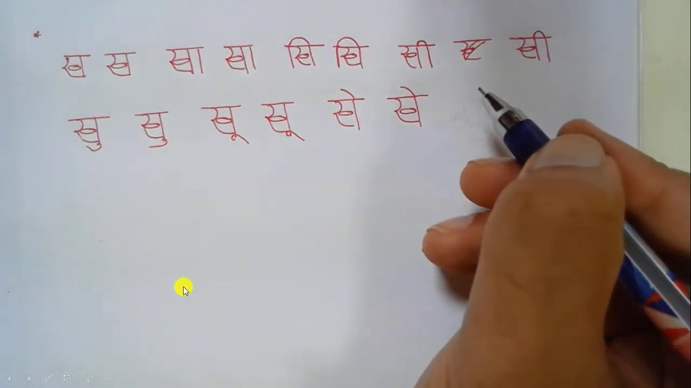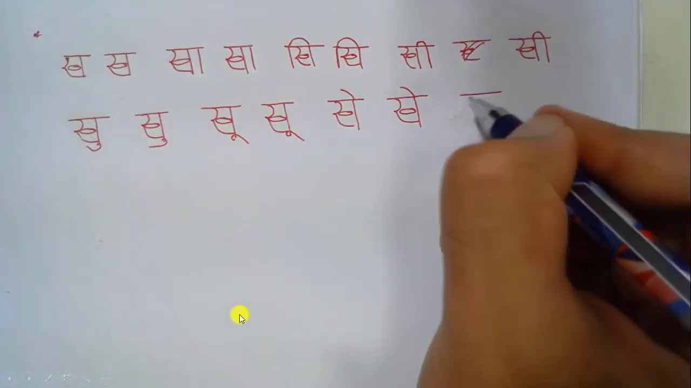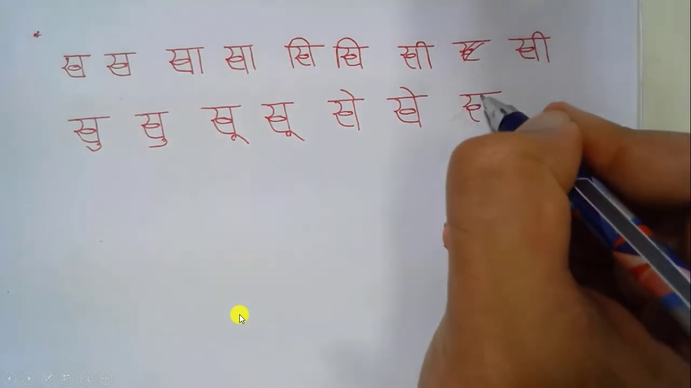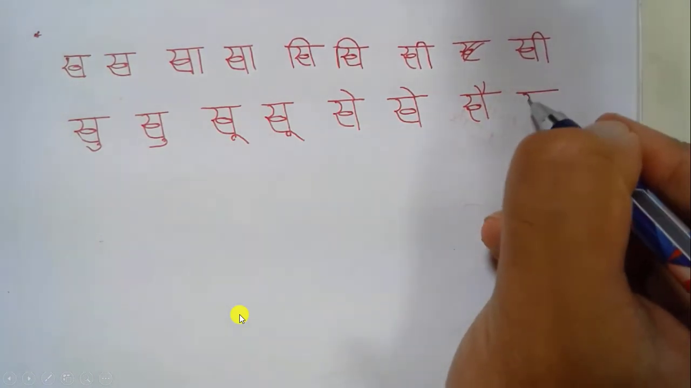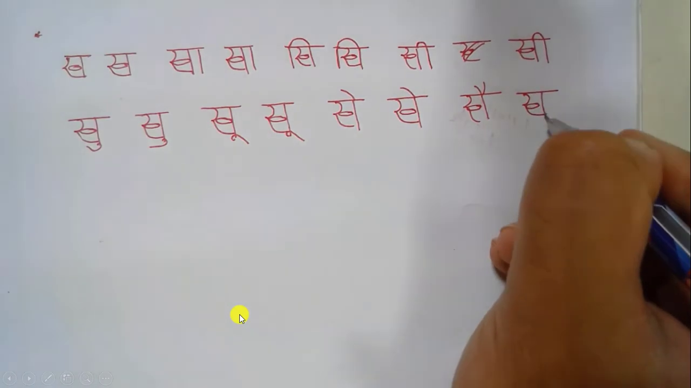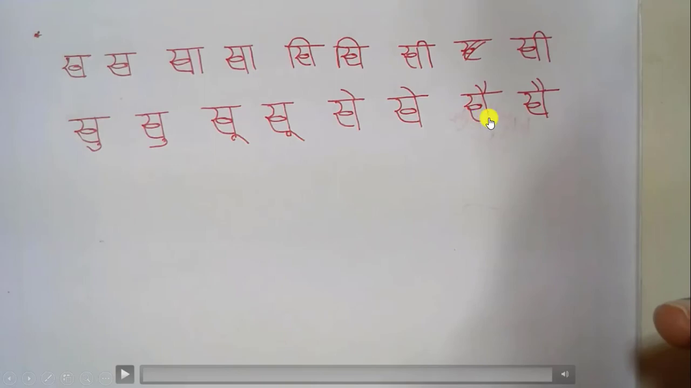The next sound is Kai. You get this sound Kai when you add K to AI. K plus AI equals Kai. And you write Kai like this. Once again, and you have to join it here; it must be near this.